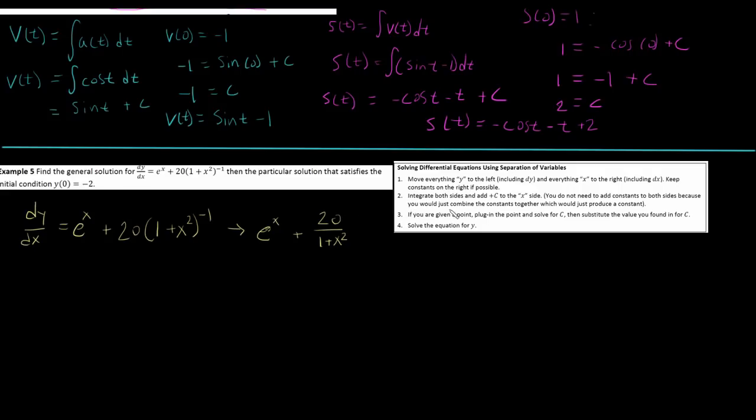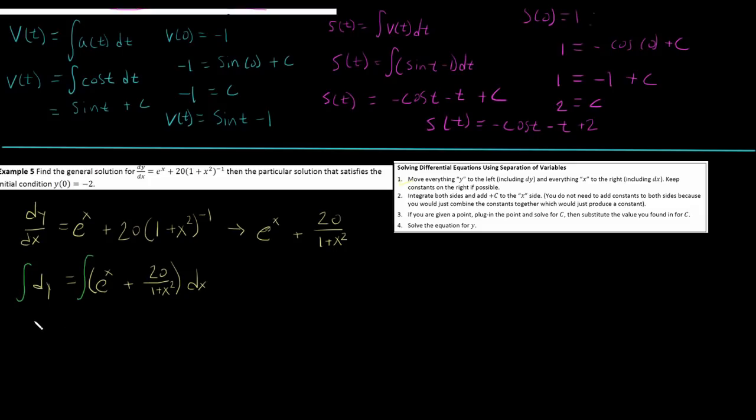Okay, so step 1, move everything y to the left. Okay, we're good there. And everything x to the right. So we'll bring the dx up. That's always a step that has to happen. So dy equals e to the x plus 20 over 1 plus x squared dx. Okay, step 1, done. Step 2, integrate both sides and add plus c to the x side. So we're going to integrate both sides.